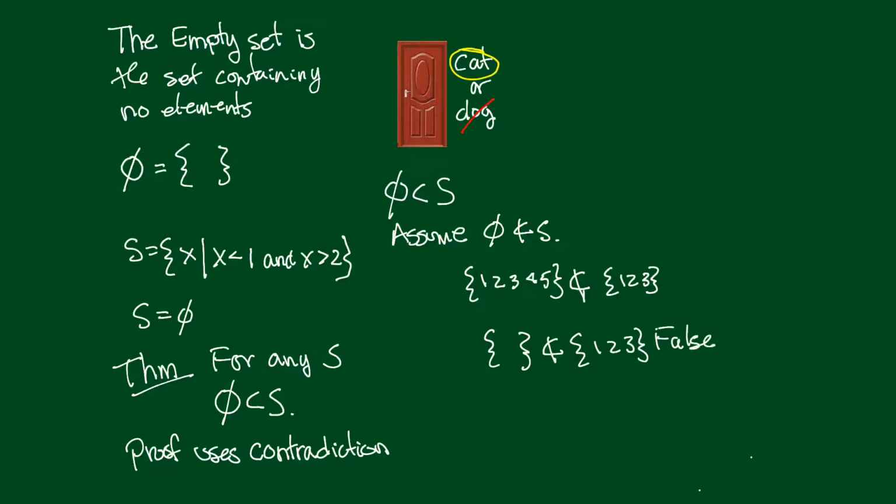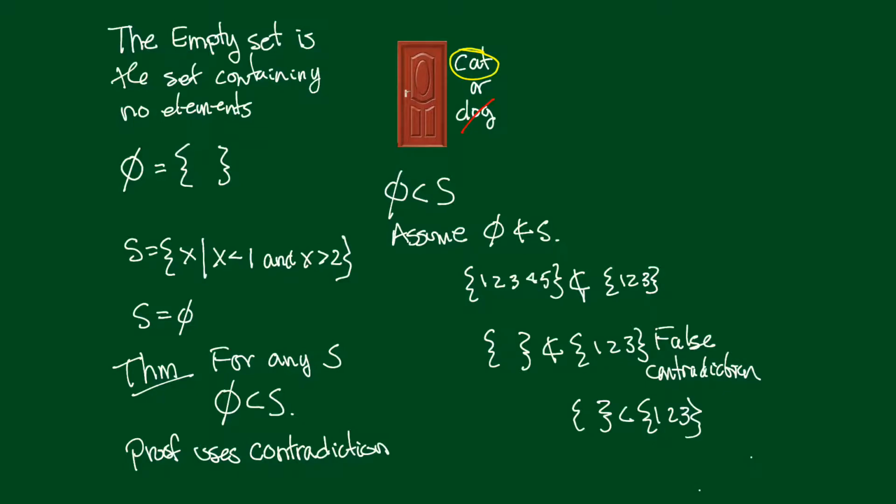So if you make that assumption, you get a contradiction. And if you got a contradiction, that means your assumption does not work, and the only other alternative is this one, that the empty set is a subset of that set 1, 2, 3.